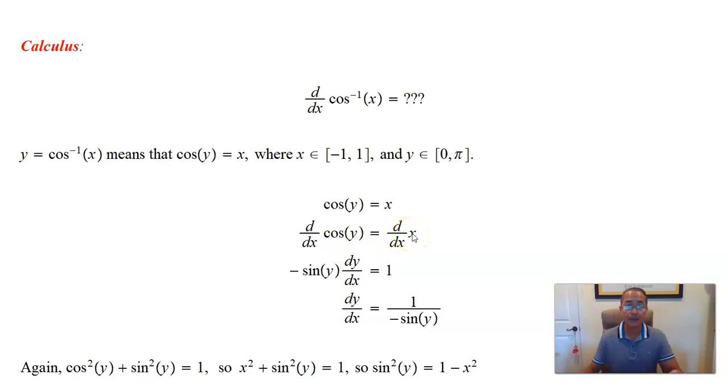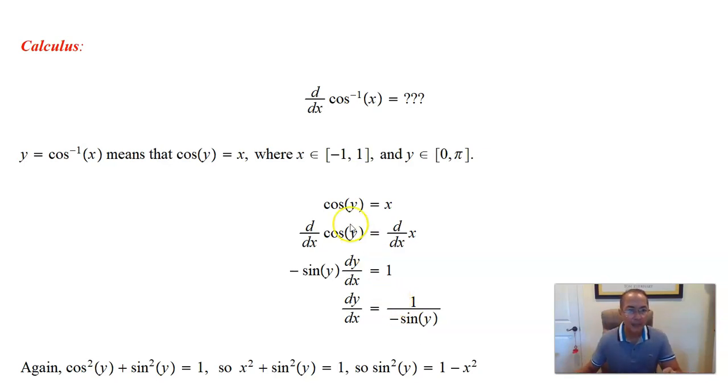And as before, the derivative of x is simply 1. But the derivative of cosine is now negative sine. Okay, so that becomes negative sine y. Chain rule, we have a dy by dx. Okay, solving for dy by dx, we have 1 over negative sine of y. Before we had cosine of y, now we have negative sine y.